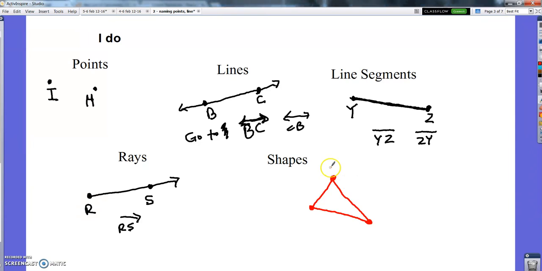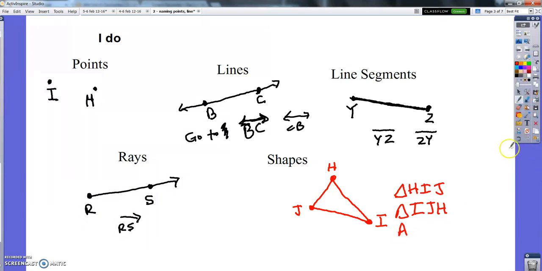Let's go with H, I, J. I might call that triangle H, I, J. And again, here it wouldn't matter the order. I could also call that triangle I, J, H, or triangle J, H, I, or J, I, H. Wouldn't really matter. Any order you want to put the points of the triangle in, no matter. Triangles get this triangle symbol.